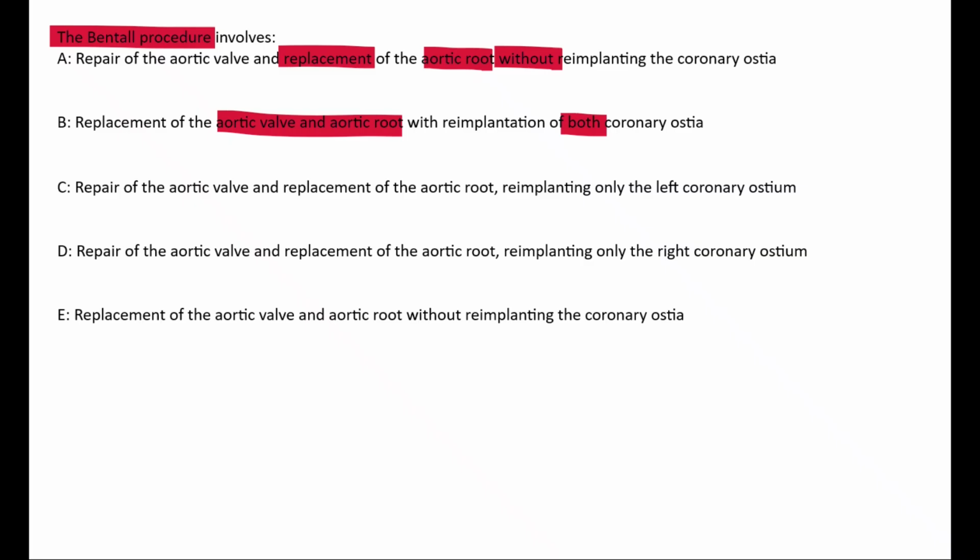C. Repair of the aortic valve and replacement of the aortic root, reimplanting only the left coronary ostium. D. Repair of the aortic valve and replacement of the aortic root, reimplanting only the right coronary ostium. E. Replacement of the aortic valve and aortic root without reimplanting the coronary ostia.